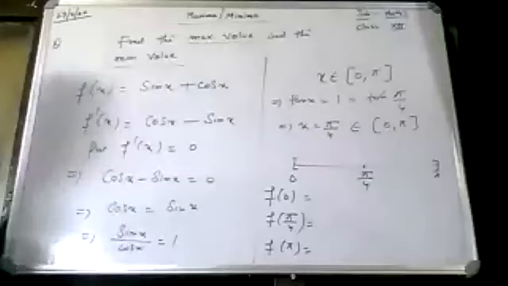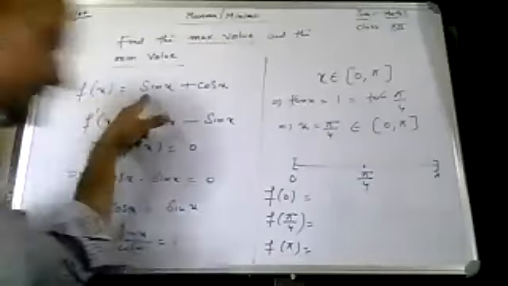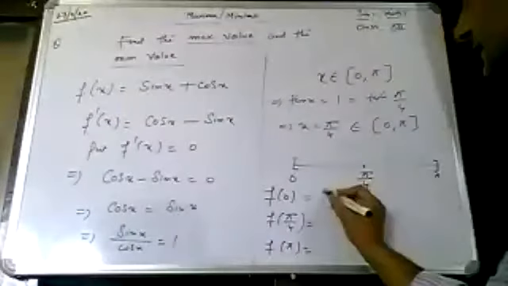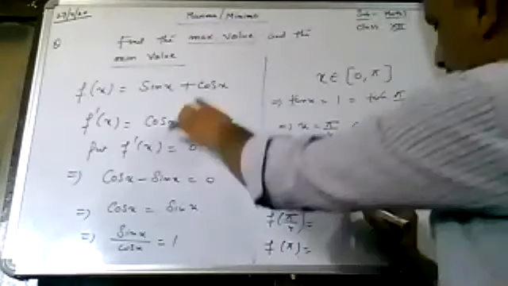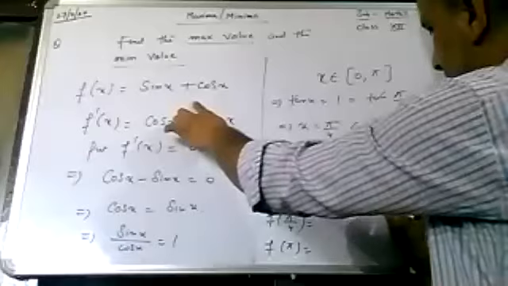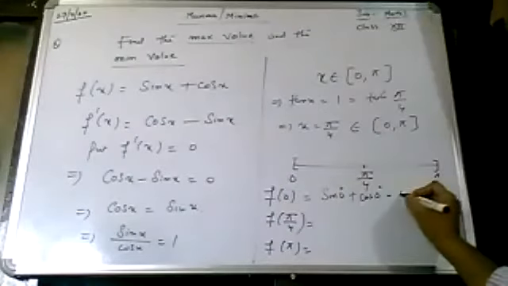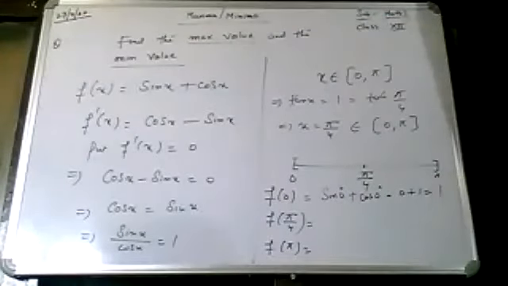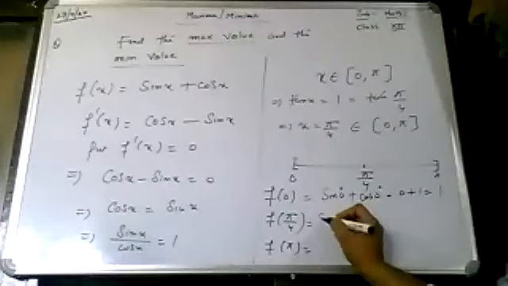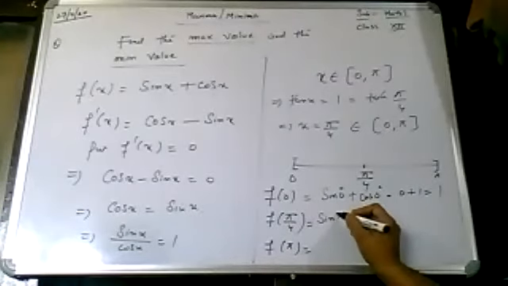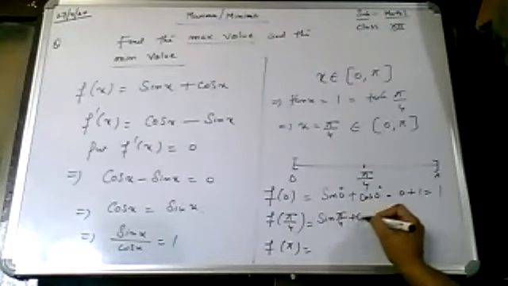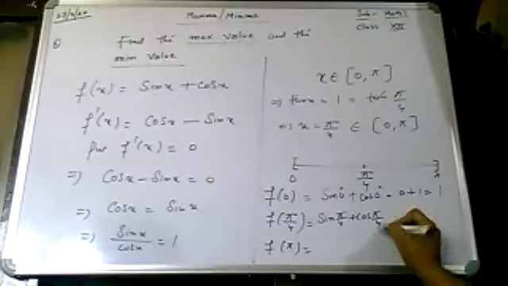f of 0 means यहाँ पे क्या आएगा क्लास? Sin of 0 plus cos of 0. Sin 0 is 0 plus cos 0 is 1. So answer is 1. Clear? Then class, f of pi by 4. f of pi by 4 means sin of pi by 4 plus cos of pi by 4.